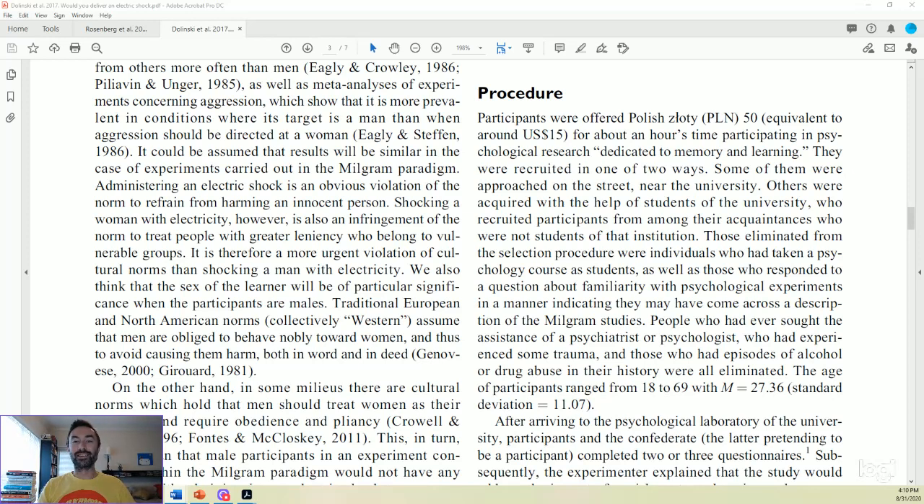I lean into it. Okay, so that's the sampling there.